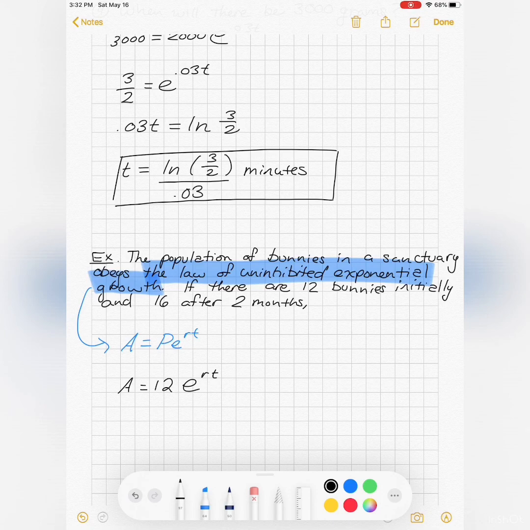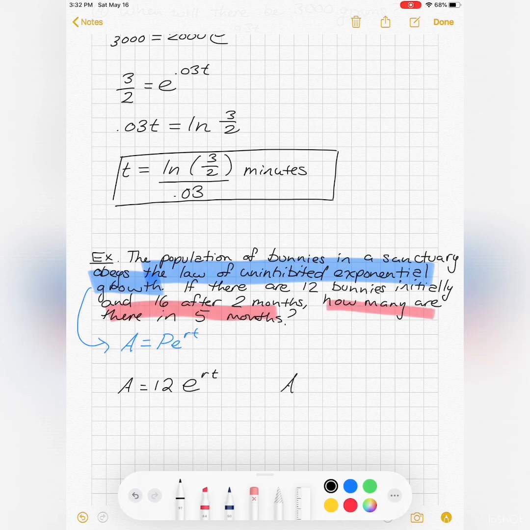Let's add something to this. The population of bunnies obeys the law of uninhibited exponential growth. There are 12 bunnies initially and 16 after 2 months. Let's ask something. How many are there in 5 months, say? So my goal will really be to answer that question then. How many are there in 5 months?